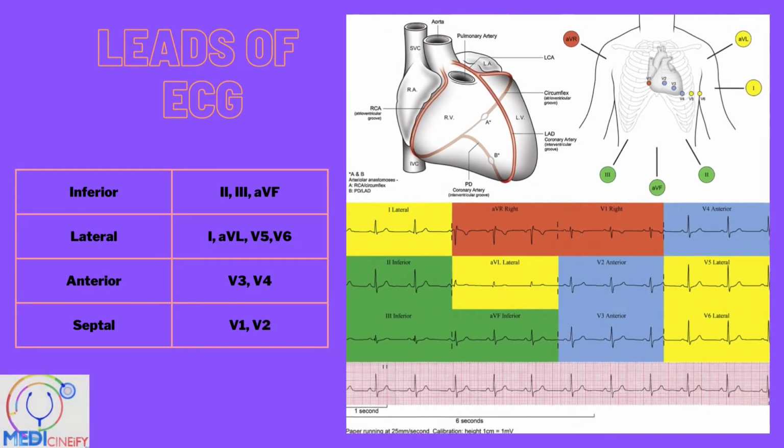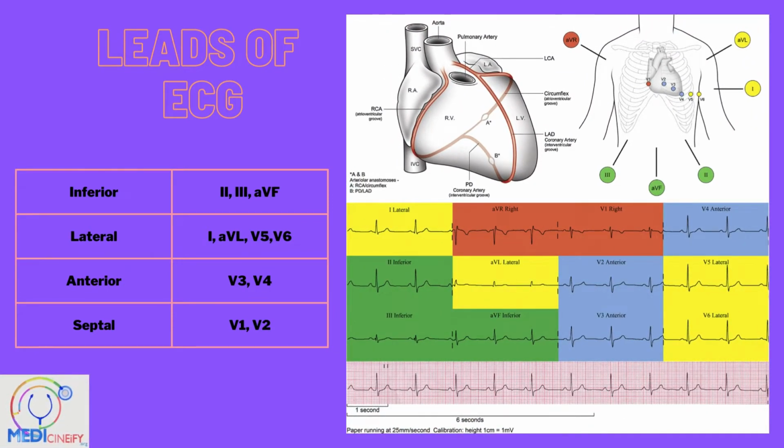Before reviewing common ECG patterns, let's brush up about leads of ECGs. Take a screenshot of this and save if you cannot remember this at first glance. Okay, so inferior leads, lead 2, 3 and AVF. Lateral leads, lead 1, AVL, V5 and V6. Anterior leads, mostly V3 and V4. Septal leads, V1 and V2. You need to remember this to identify where is the ischemia.